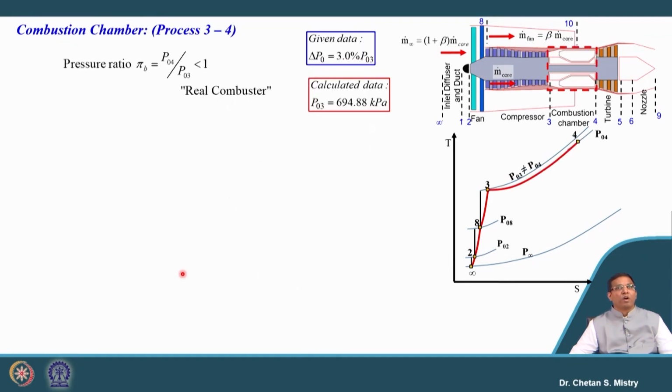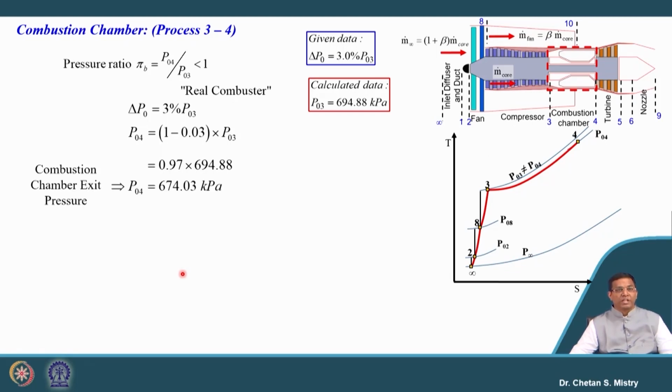Okay. Now, the next component we have is our combustion chamber, and it is given that there is a drop of 3% pressure in the combustion chamber. So, the exit pressure from the combustion chamber is given by 0.97 into 694.88. It says the exit pressure is 674.03 kilopascal.